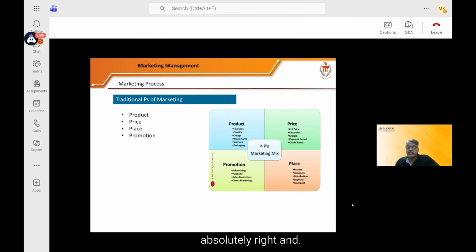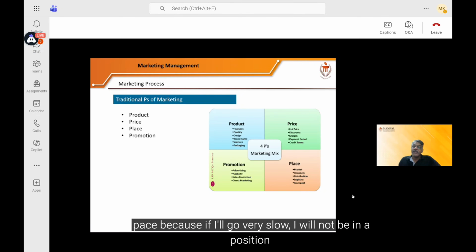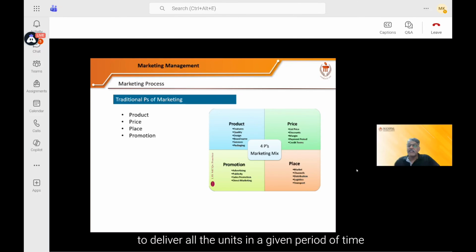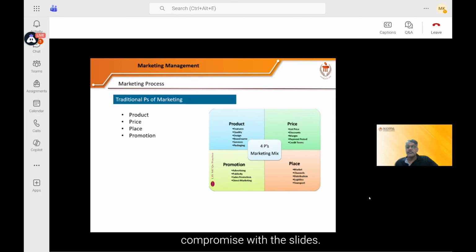Thank you for sharing questions. Okay. Someone said it was good, sir, just fast. I am not fast. I have to move with the pace because if I go very slow, I will not be in a position to deliver all the units in the given period of time. That's why. But I'll try to reduce the speed in the next session. If I can, I don't want to compromise with the slides. Class is good, good session. Thank you. Well explained. Great interaction, sir. Okay, fine. That's all.